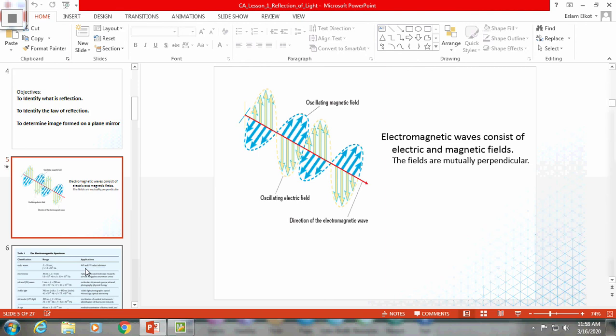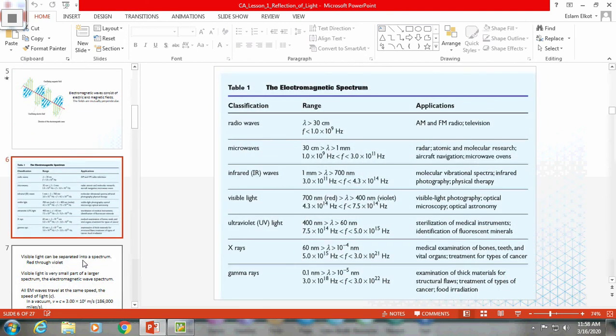And the electromagnetic waves, from the name, consist of two fields, electric and magnetic field. So light waves consist of electric and magnetic fields. And there are many branches and many types of electromagnetic waves. They can be radio waves, microwaves, infrared, visible light, ultraviolet, X-ray and gamma rays. Each one of them is different in frequency and wavelength.